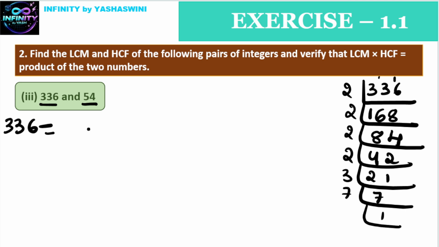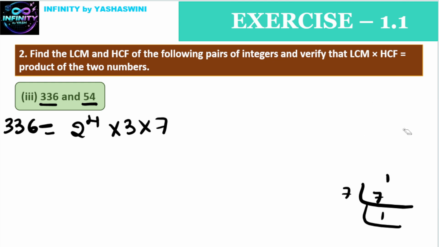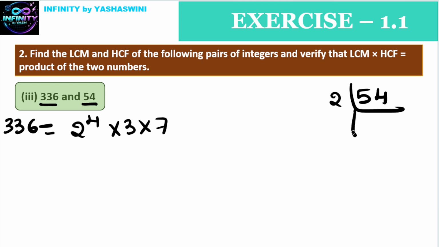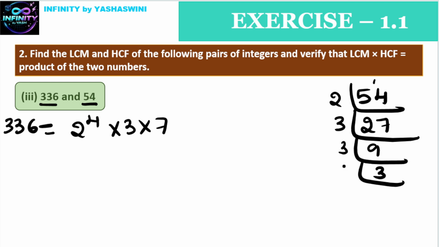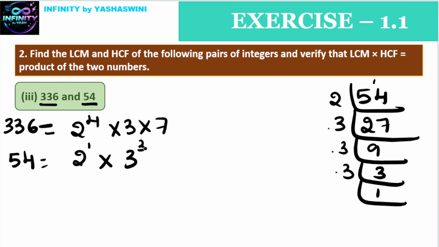Now how are you expressing it? Directly you can express this with the powers. 2 comes how many times? 4 times. So 2 to the power 4 into 3 into 7, right? Now we'll express 54. 54 is divisible by 2, that is 2 2 time is 4 and 1 carry, now 7 time. It is divisible by 3, 3 9 time, again 3 3 time, 3 1 time. Now how are we expressing 54? As 2 comes 1 time, so 2 to the power 1, or just you can write 2. Now 3 comes how many times? 3 times, so 3 to the power 3.